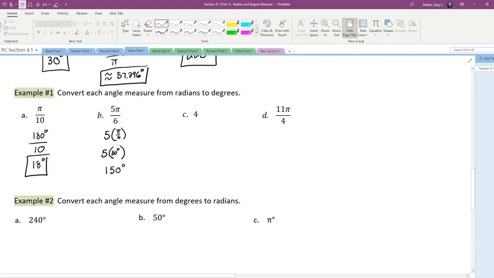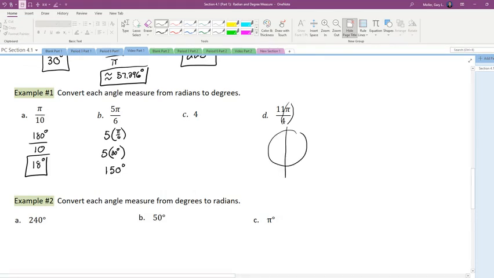I'm going to skip 4 for a moment. I'm going to go to 11 pi over 4. I'm going to do this by realizing I have 11 pi over 4s. But really, I'm going to think about the fact that if I had 12 pi over 4s, I'd be at 360 degrees. Nope, hold on. Brain shut down. I was thinking about something else. Let's try this again. I think I'm right, but I was still thinking about something else.